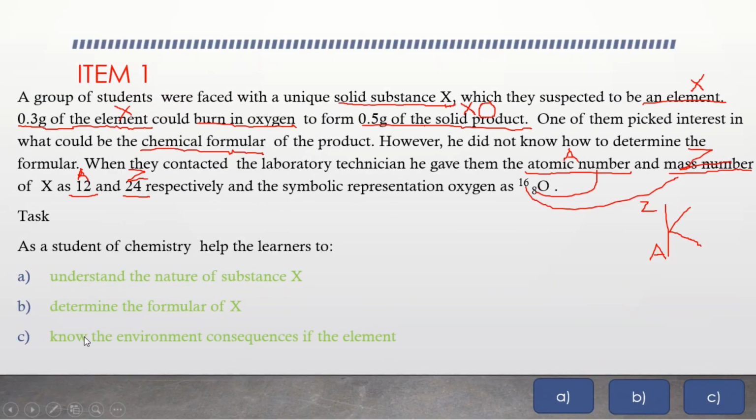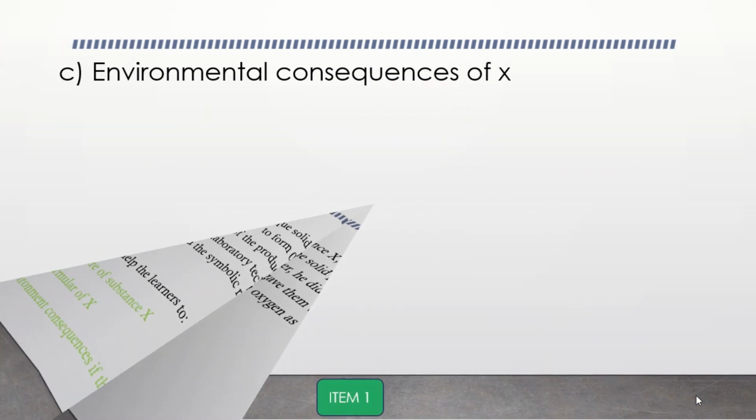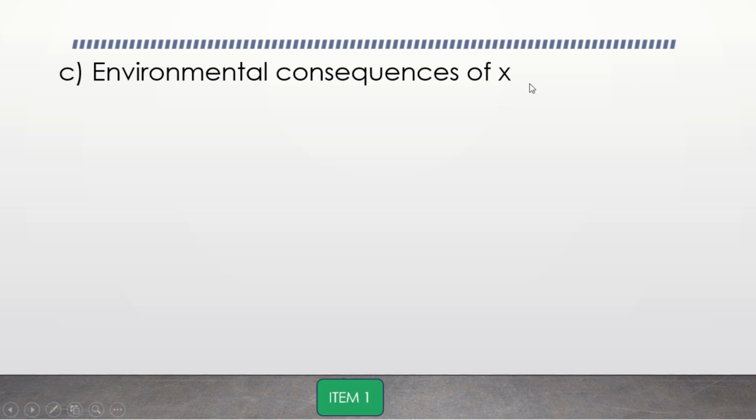So part C was saying, as a student of chemistry, help the learners to know the environmental consequences of the element. So they want us to give the side effects of the element. And how will you give the side effects? You will give the side effects after knowing what X is. But like we said, don't talk about its name because they have not asked for its name.